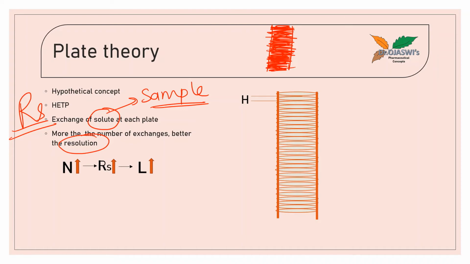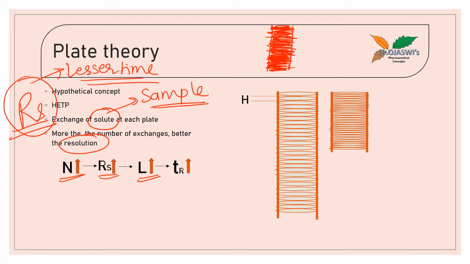Now if I want good resolution, I need more number of plates, so that will increase the length of the column. If the length of the column is increased, that means retention time will also increase, right? That I do not want. I want good resolution in lesser time. I want good results in lesser time.